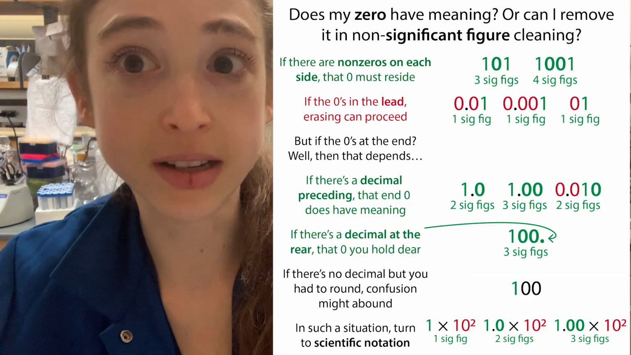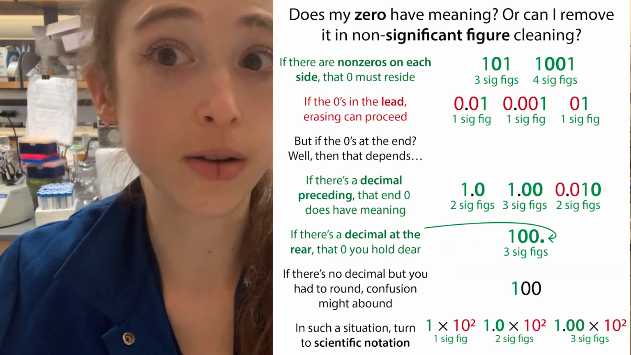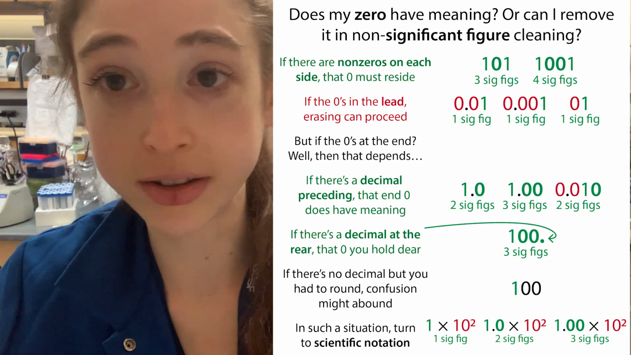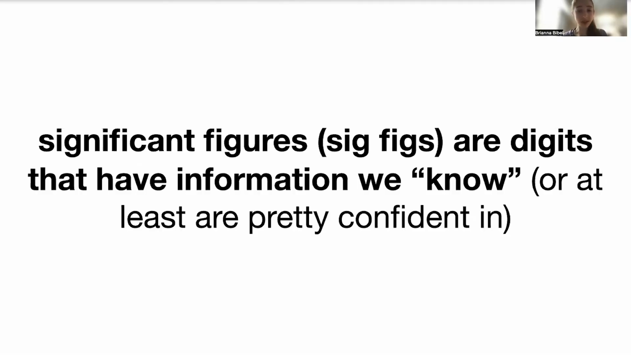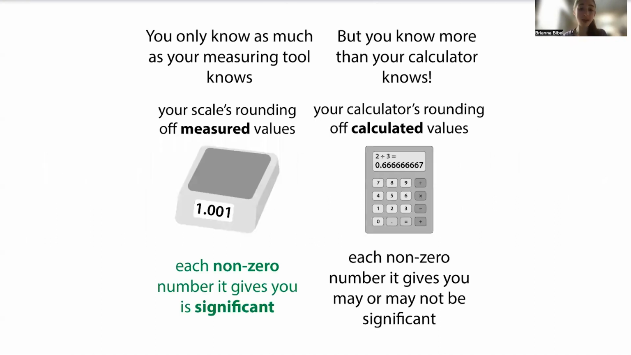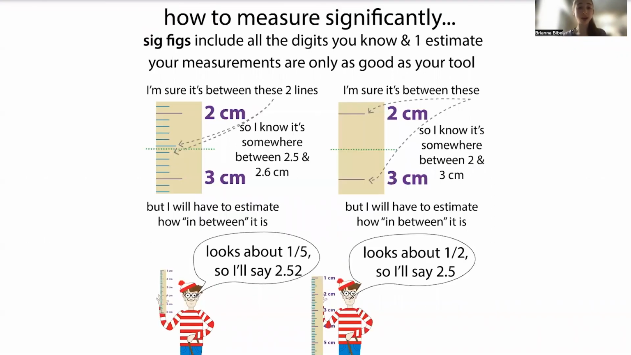So today: significant figures, how we determine them, how we measure them, how we report them, and all that good stuff. Significant figures, or sig figs, are digits of information that we know, or at least that we're pretty confident in. When we report a value, whether measured or calculated, we need to use a number of significant figures that conveys how sure we are about the measurement. In the case of a measured value, this depends on our measuring tool, say how fine the divisions are on your ruler.